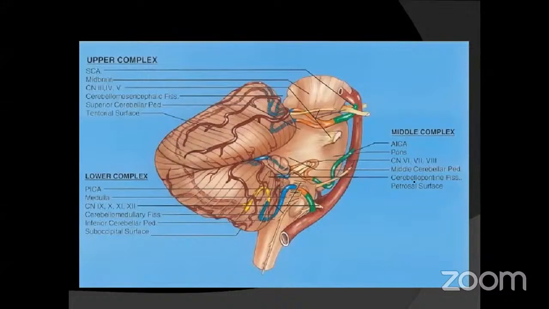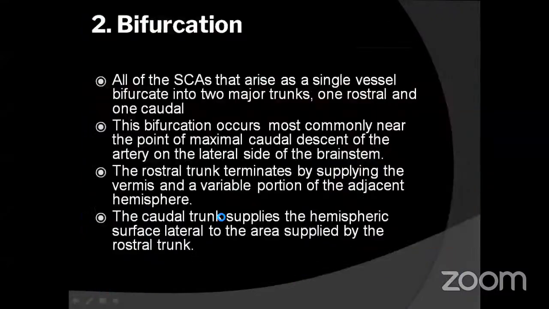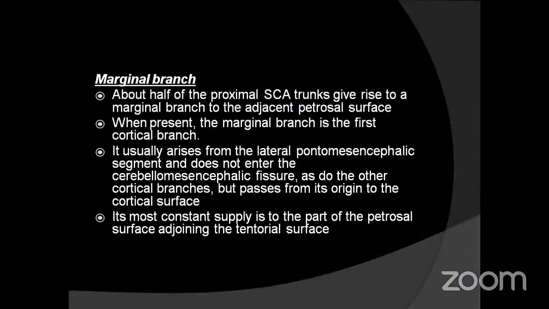And the middle complex main artery is the ICA, and it's going to supply the petrosal surface. But as we have discussed previously, sometimes the upper complex or SCA supplies the petrosal surface of the cerebellum. The artery that arises from the SCA that supplies the petrosal surface of the cerebellum is known as the marginal artery. So, about half of the proximal SCA trunks give rise to a marginal branch to the adjacent petrosal surface.